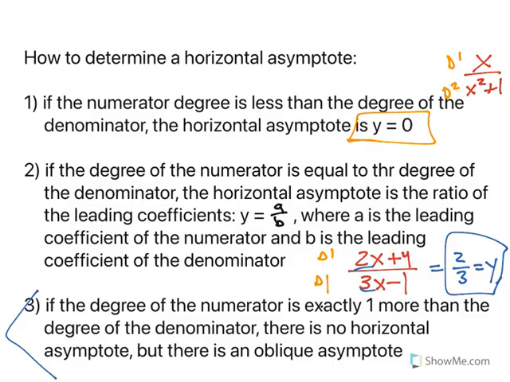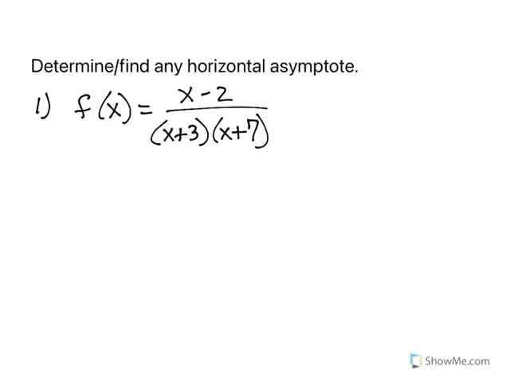Okay. And then the last one, if the degree of the numerator is exactly 1 more than the degree of the denominator, you have no horizontal asymptote, but you do have an oblique. So if we had x squared plus 2 over x minus 3, you can see we would have degree 2 in the top, degree 1 in the bottom, and therefore we would have an oblique asymptote. We will get to that in a different video. So let's look at a couple of examples.